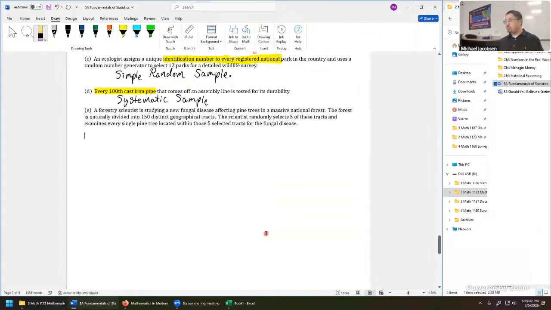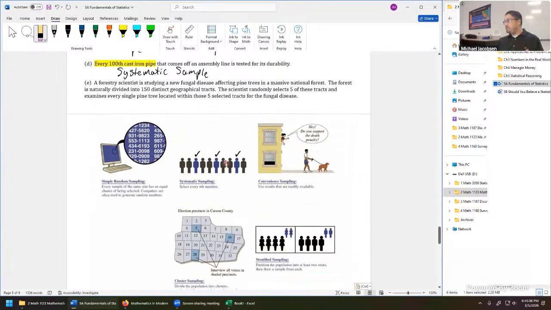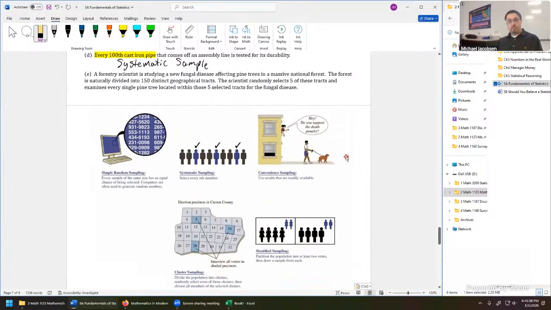Okay, well, it takes us to part E. And again, we're doing this by elimination, so you probably have a good idea of what it should be. But let's make extra sure it really fits the definition. We found the simple random sample, the systematic, the convenience sample, and a stratified sample. So we think it's a cluster sample.